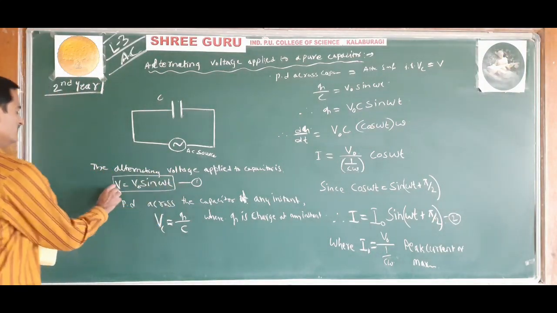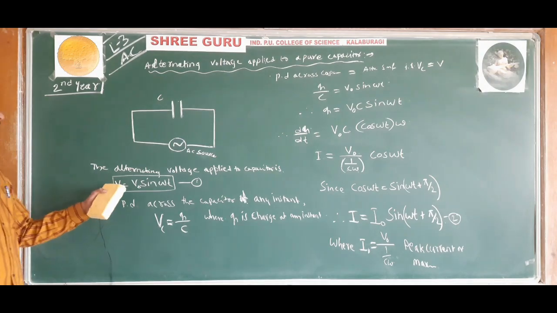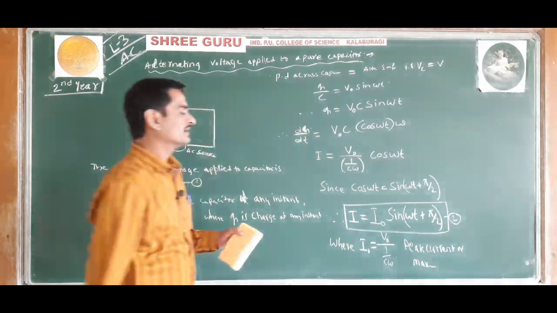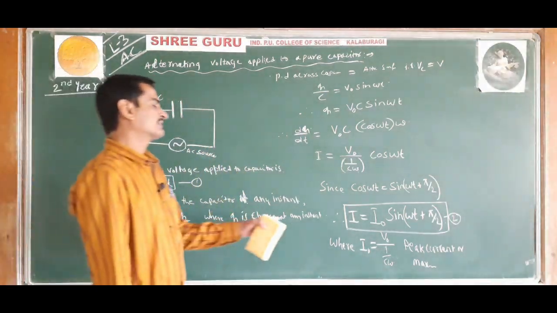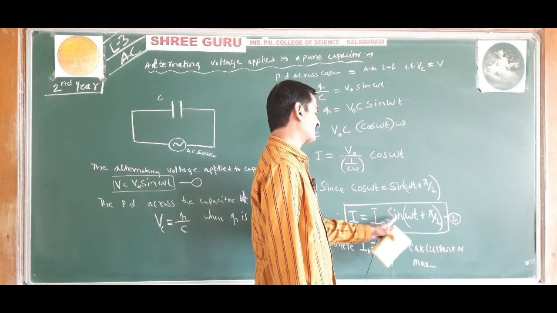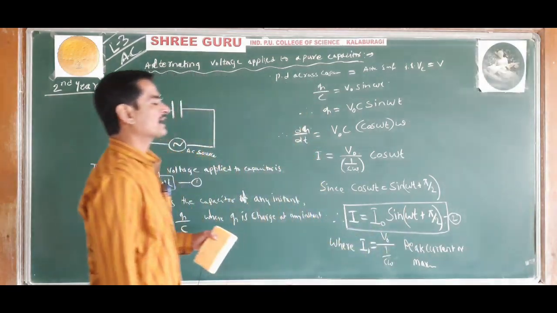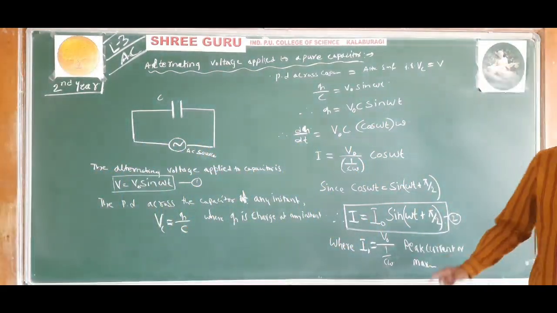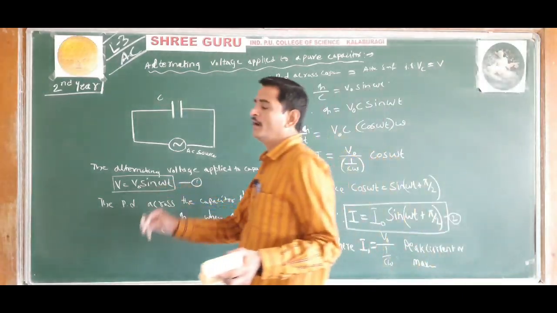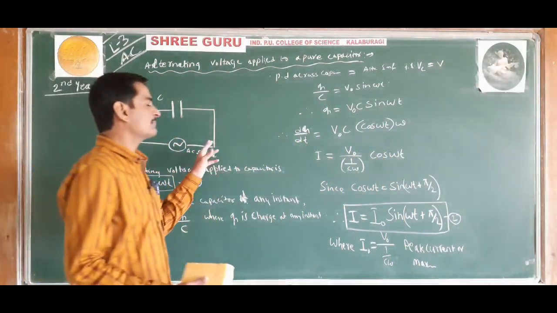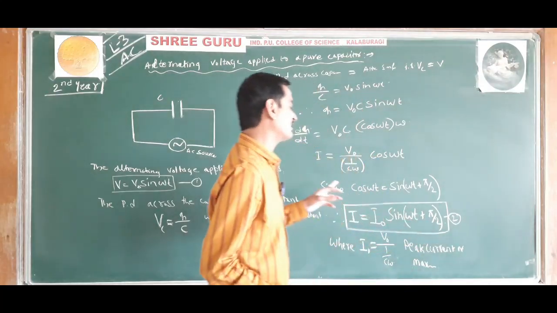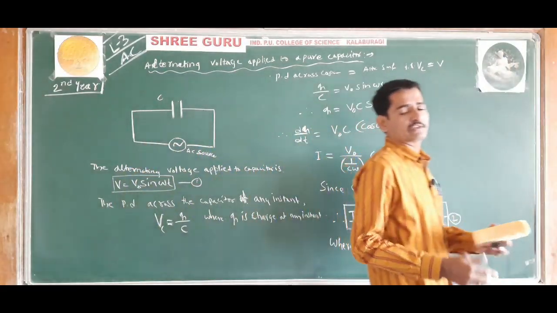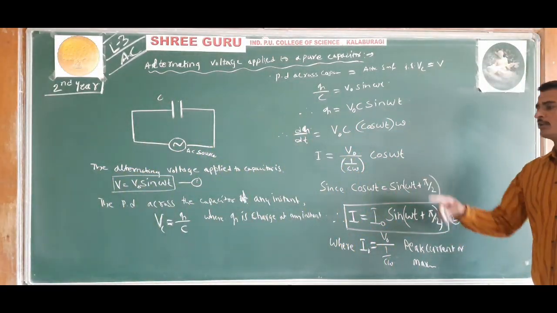Equation 1 is the alternating EMF applied to the capacitor, and equation 2 is the alternating current obtained in the capacitor. So the alternating current flowing in the capacitor is I equal to I naught sin(omega t plus pi by 2). Comparing equation 1 and 2, we observe that there is a phase difference between voltage and current in a pure capacitive circuit, and current leads the voltage.